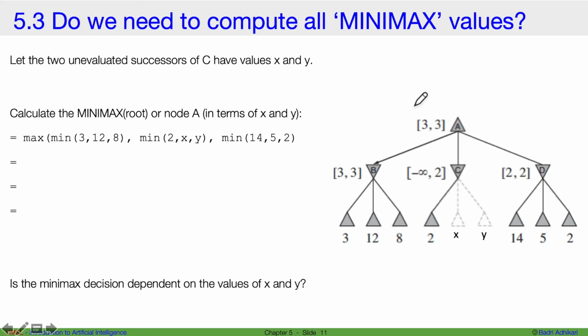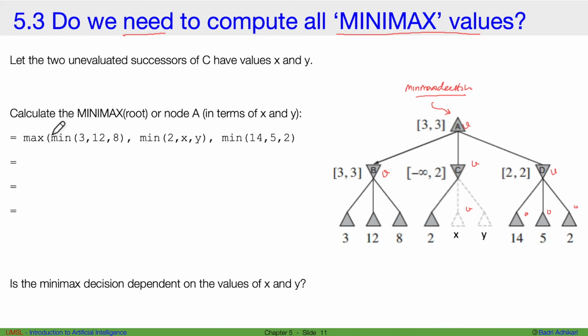To come up with the minimax decision at a given node, an interesting question to ask is, do we need to compute all the minimax values, that is the v values that we had? Do we need to compute them at all the nodes in our game tree? The answer is no, and let's see how.